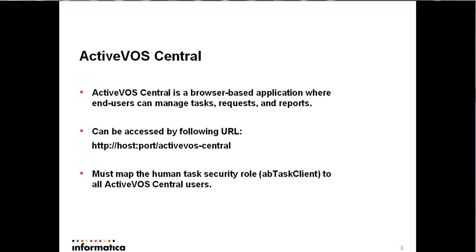ActiveVOS Central is basically a browser-based application where end users can manage tasks, requests and reports. It can be accessed by the URL displayed in the screen. However, one needs to have a role, that is the internal ActiveVOS role AB task client, assigned to that user to access ActiveVOS Central.